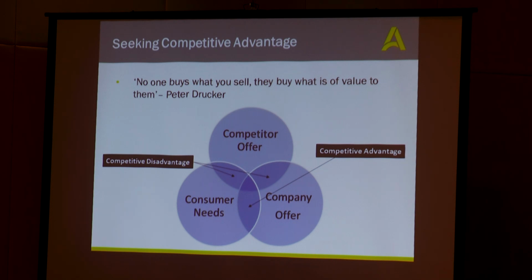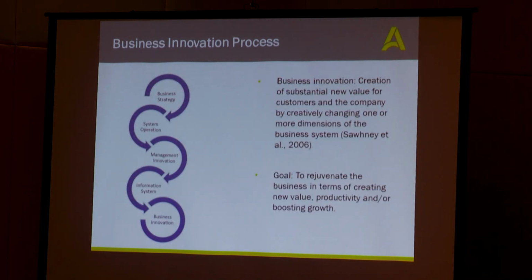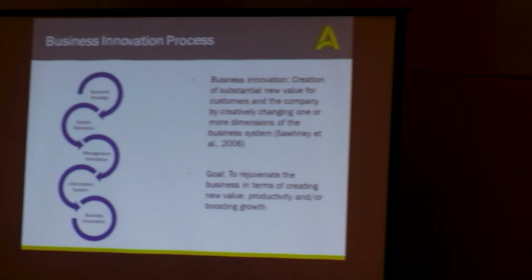So there are three types of market segment that you need to look at, which are consumer needs, competitor needs, and the company's offer. But most companies have been stuck in the middle, which is parity, where the competitive disadvantage is that you are unable to fulfill the needs of the consumer. So the business innovation process is the creation of substantial new value for the customer and the company by creatively changing one or more dimensions of the business system.